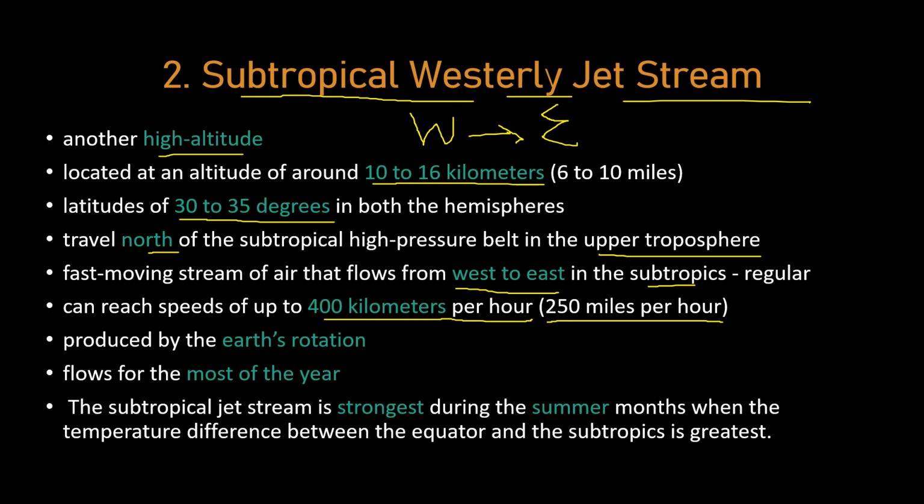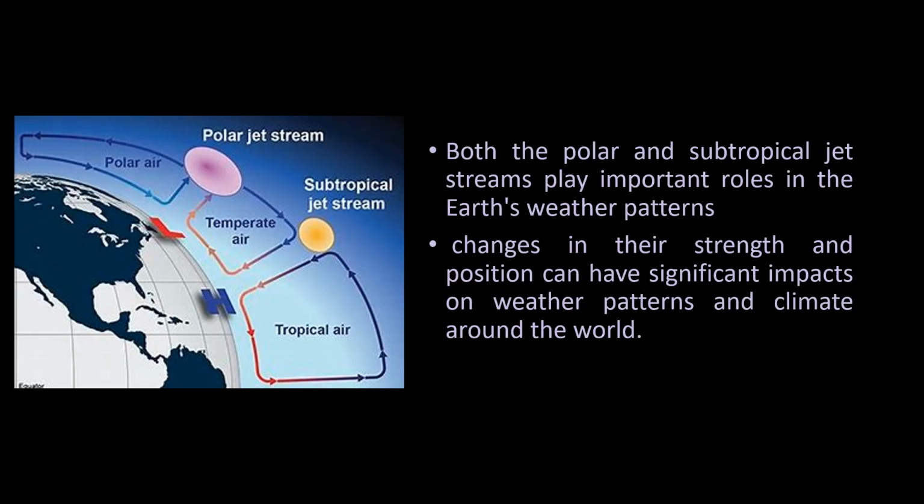Actually, these are produced by the earth's rotation, that means the Coriolis force. These flow for the majority of the year. They are strongest during the summer months. Why? At that time, the temperature gradient between the equator and subtropics is greater, so at that time it is strongest.